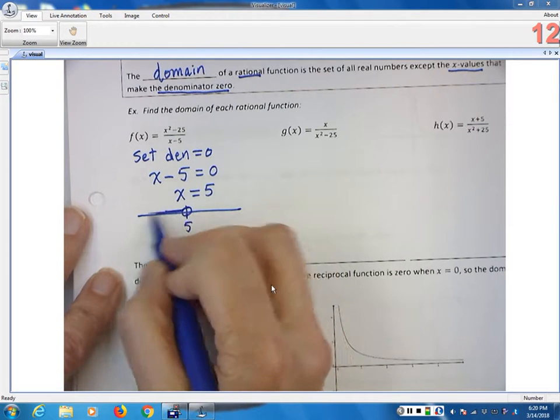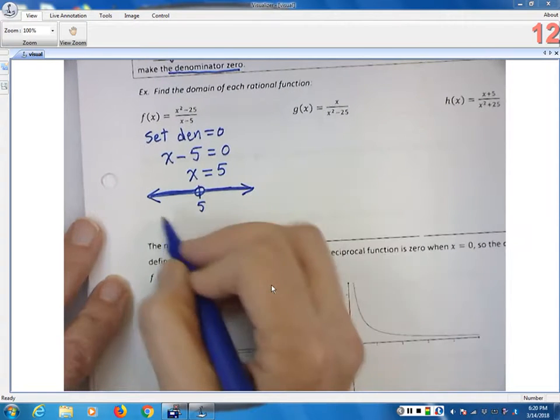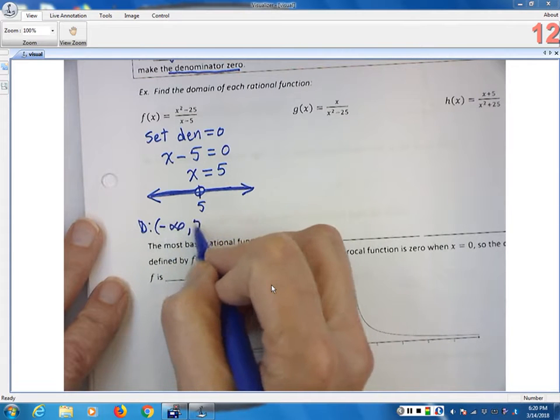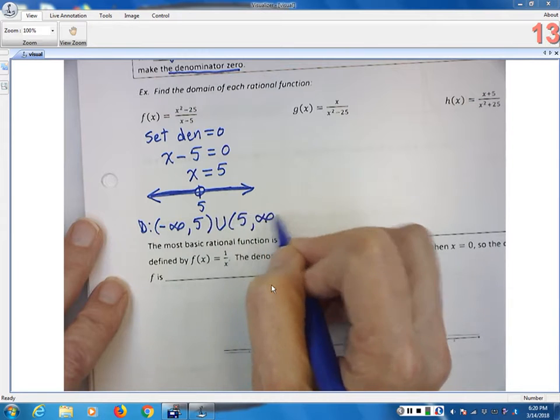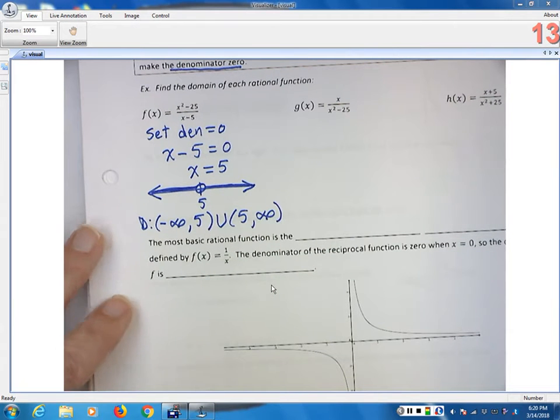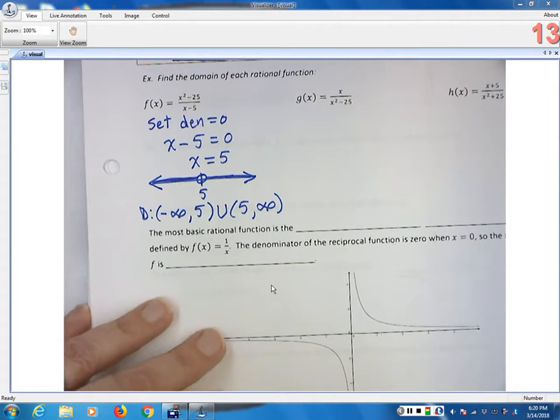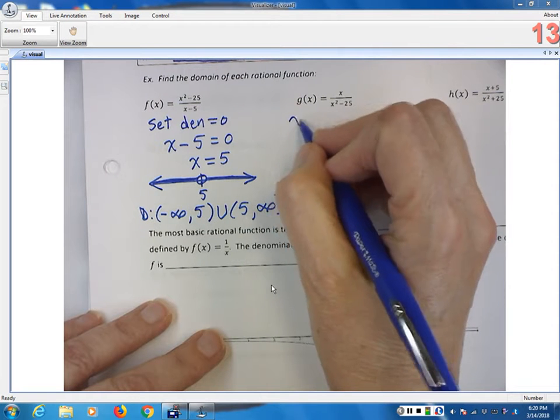We have to write this in interval notation. So the domain is minus infinity to 5, union with 5 to infinity. We don't use square brackets because we're trying to exclude that value. Okay, the next one, x squared minus 25. So we set our denominator to 0.